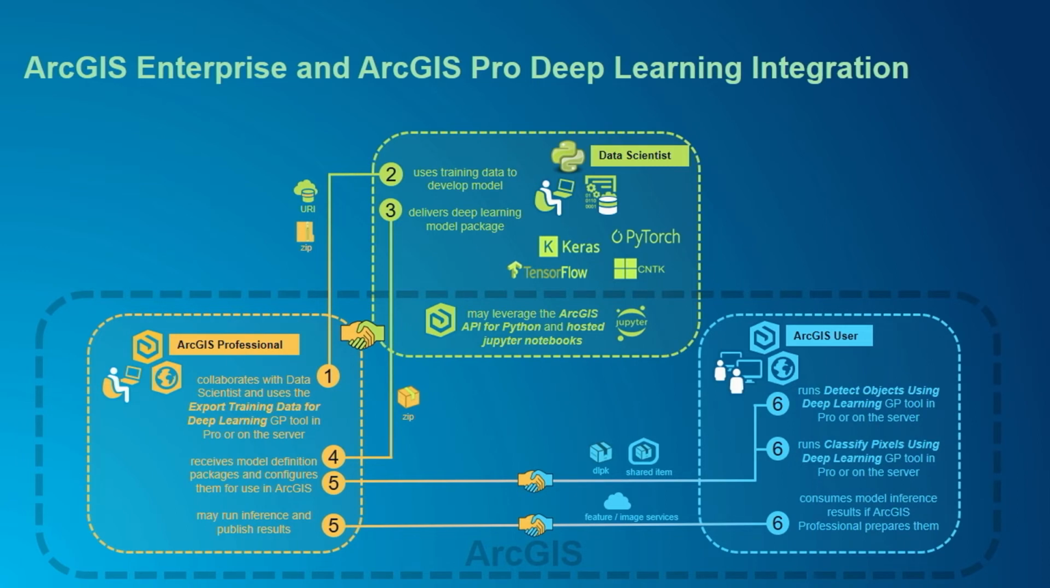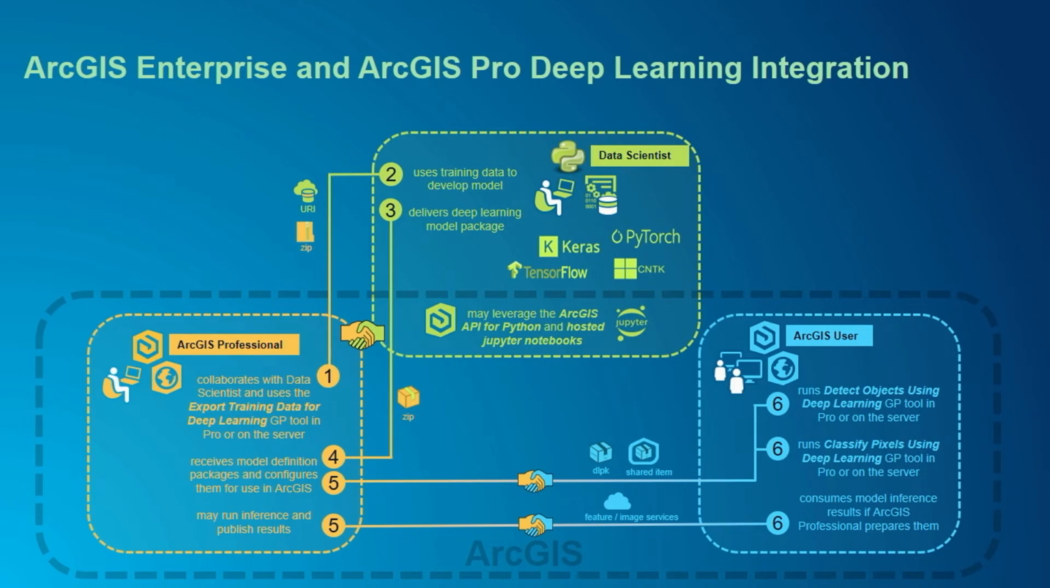So here, data scientists can train their model in their independent environment, or they can leverage the ArcGIS API for Python and host Jupyter Notebook in ArcGIS to train the model. When the model is well trained, the data scientists can now deliver the deep learning model package back to ArcGIS professionals. The deep learning model package is composed of Esri model definition file and the model file. Usually it's a binary file, and optionally a Python raster function for inference.